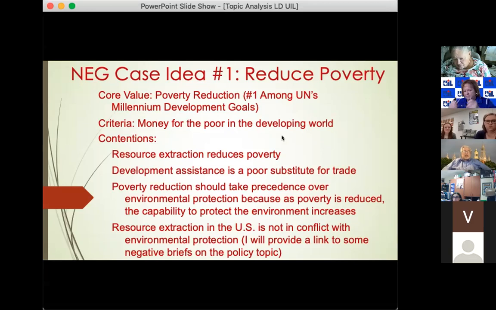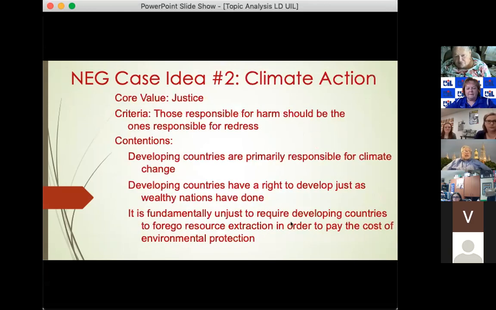So a second negative area on climate change, and this could counter the affirmative climate change. Those responsible for harm should be the ones responsible for redress. This is a restorative justice criteria. So the value would be justice. The criterion is essentially a restorative justice argument. Polluter pays. Those who are responsible for it should be the ones dealing with it.